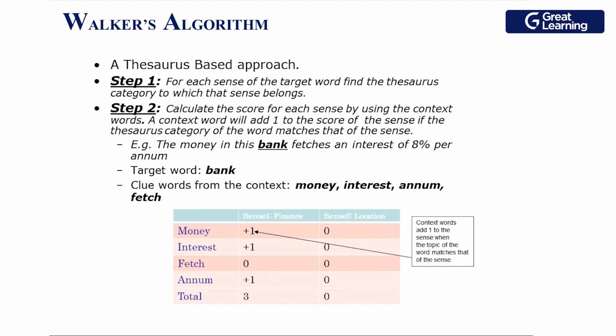So it turns out that money votes 1 for finance. Money is never used in the location sense as such. Money might be used for other senses, but of these two, it is used in the finance sense. Similarly, other words are used. Say annum is used in finance sense, interest in finance sense, and so on. So as you see, the context really votes more for the finance sense rather than for the location sense. And that is why, again, in this case, using this kind of categorical dictionary, you can really come up and say that, well, here bank is used in the finance sense.